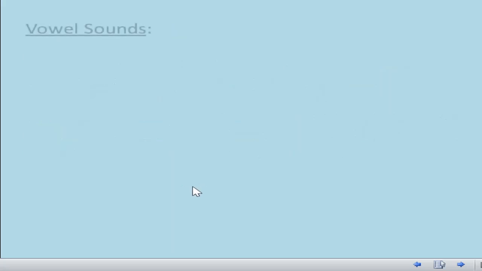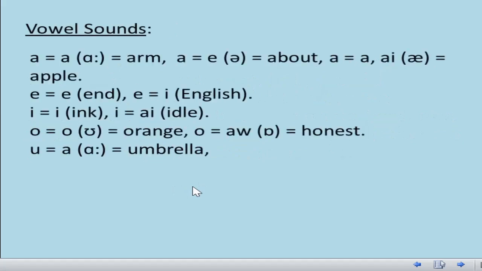Okay, then vowel sounds. We know there are five vowel letters in the English alphabet. A, here A is pronounced like arm. A is pronounced like about. A is pronounced like apple.